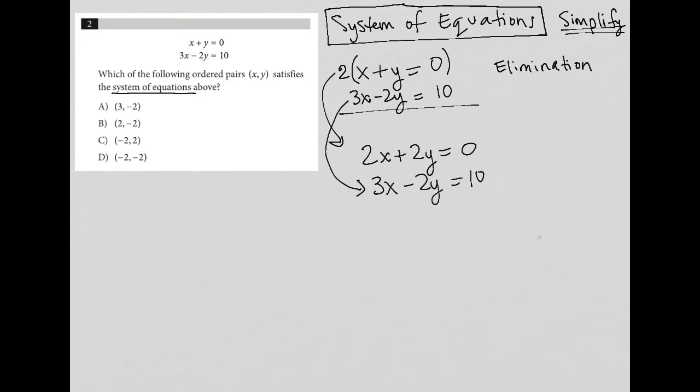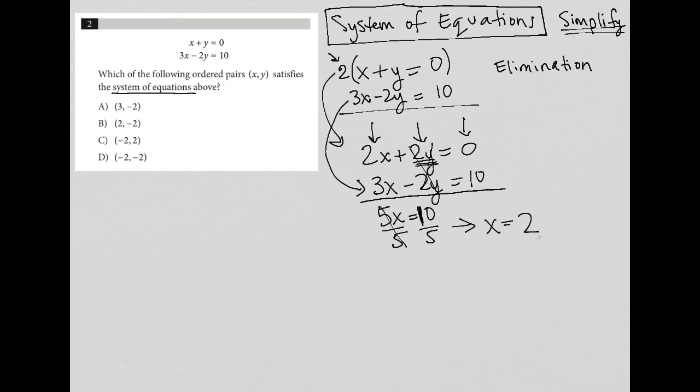And hopefully you can start to see, well, why did I multiply by 2 here? Well, it's because it allows me to get this positive 2y here, so that when I add the two equations together, I'd get 2x plus 3x is 5x. 2y minus 2y is eliminated. And then 0 plus 10 is equal to 10. I can divide by 5, and I end up with x equals positive 2.